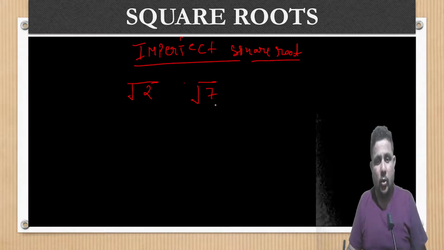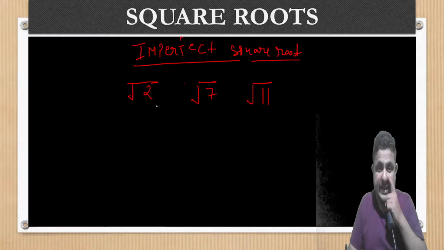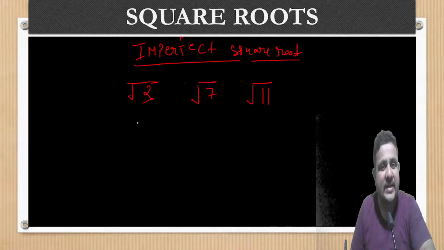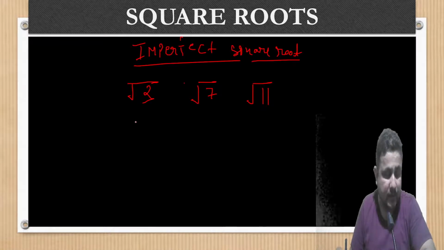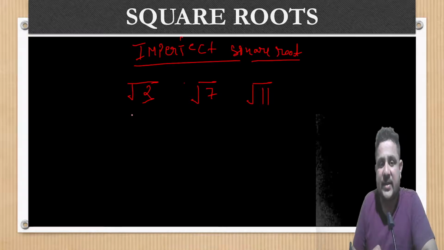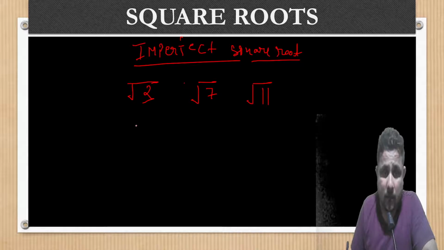Right? Or square root of 11. So these are not the perfect square values. If we find the square roots of these numbers, they will be in decimal, so that is called an imperfect square root. Clear? Now, what to do when we are calculating an imperfect square root? I am telling you one shortcut which you can follow here.